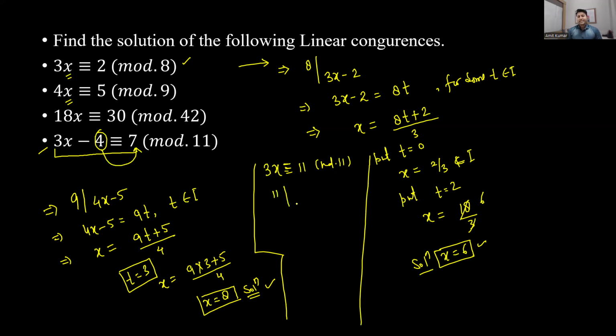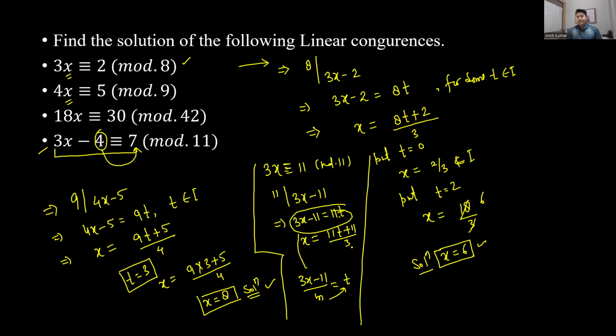So the same can be written as 7 divides 3x minus 4, which means 3x minus 4 equals 7 times some t. So x equals (7t plus 4) upon 3. I'm getting this step, which is the same thing: if m divides ax minus b, that means (ax minus b) upon m is some integer t. So just simplify this.